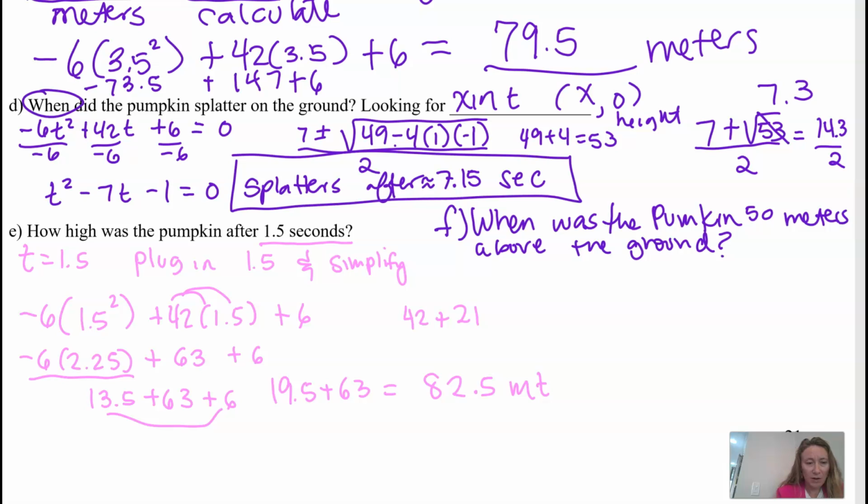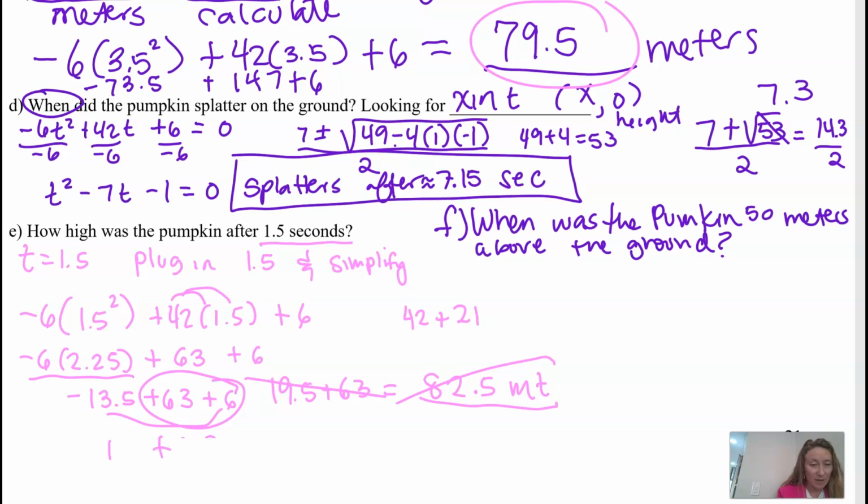Oh, shoot, I forgot my negative sign. I better do that again. 82.5 meters, I knew that was wrong because the maximum was 79.5. Hey, we all make mistakes. So let's change that back up. 63, I'll do 63 plus 6, that's 69. And I have negative 13.5.